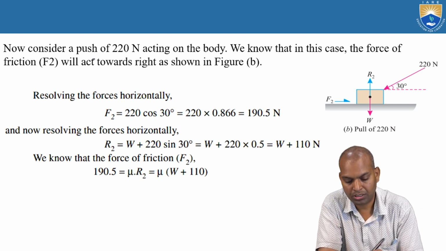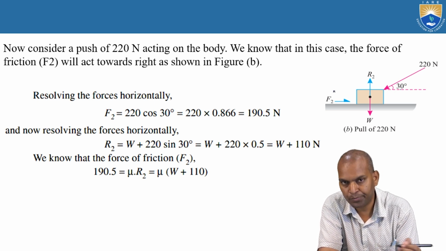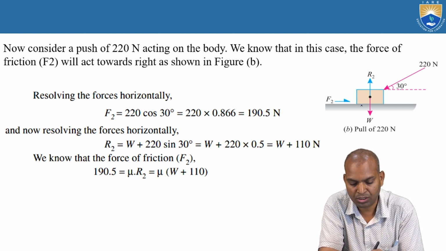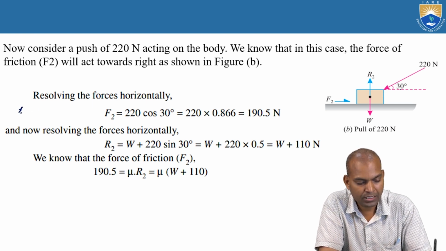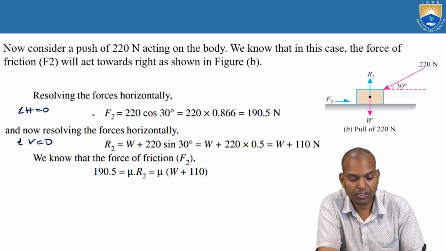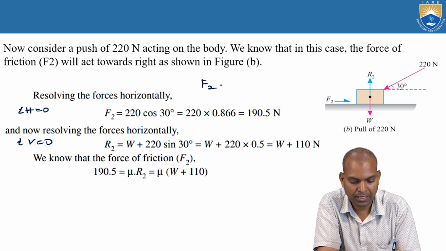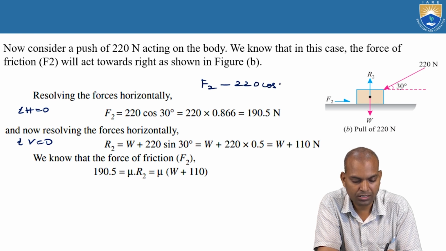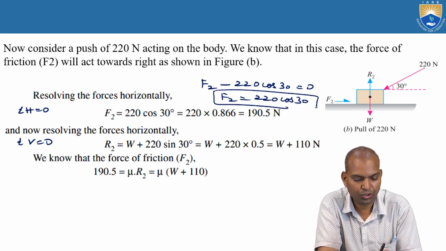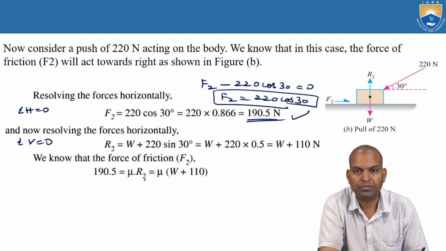Now consider a push of 220 newtons, the angle of inclination being 30 degrees. If you are pushing like that, the friction force is opposite to the motion of the body, so F2 acts in this direction. Again apply sigma H equals 0 and sigma V equals 0. Sigma H equals 0: F2 minus 220 cos 30 equals 0. That is F2 equals 220 cos 30, which means F2 equals 190.5 newtons.